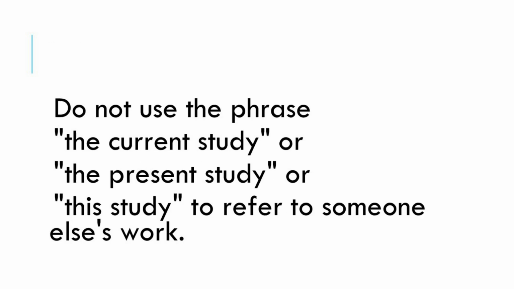Okay. So do not use the phrase "the current study" or "the present study" or "this study" to refer to someone else's work. So as you're reading these papers and you're summarizing them and you're referencing their studies, don't use language like the current study or the present study or this study. How you would get around that generally is you would simply say the author's last name and the specific subject that you want to talk about, the specific evidence that you want to discuss. All right.